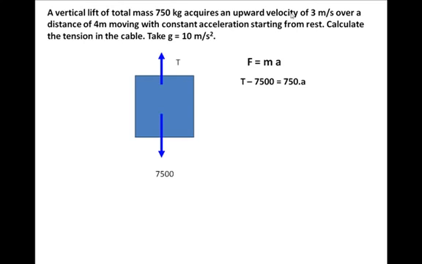Now one more piece of information is given, that it acquires an upward velocity of 3 meter per second over a distance of 4 meter. So we'll apply our formula v square is equal to u square plus 2as, in which we'll put v as 3, initial velocity as 0, and work out a. And this a we'll put here to get the value of T which was asked. Really straightforward problem indeed this is.